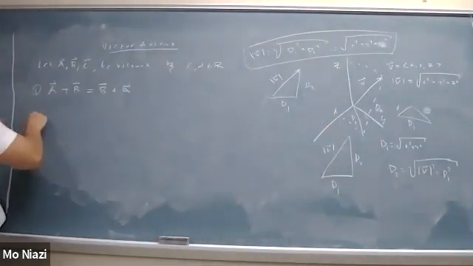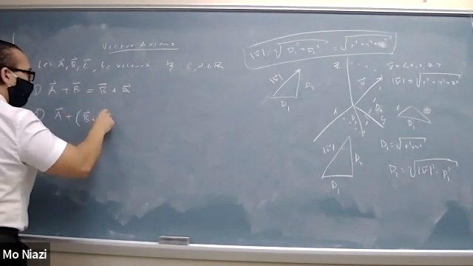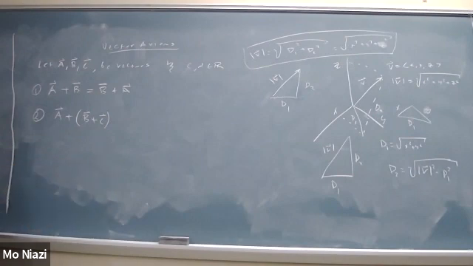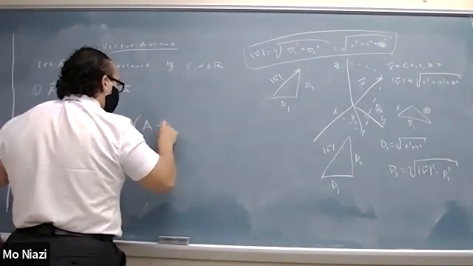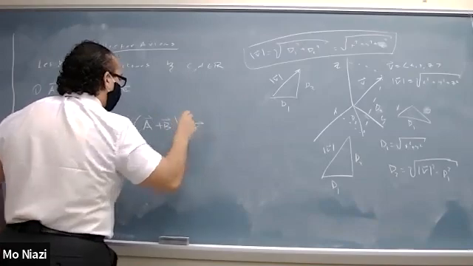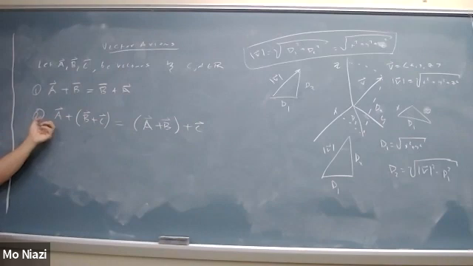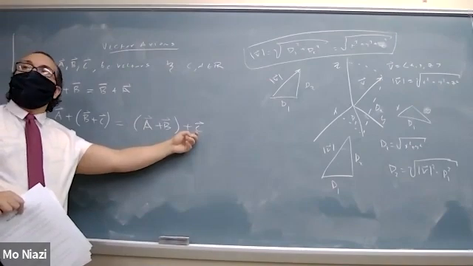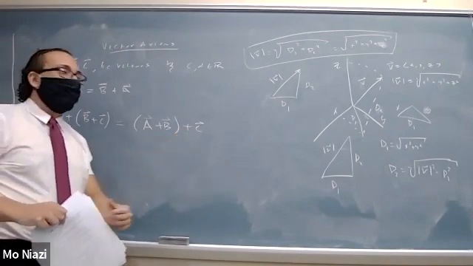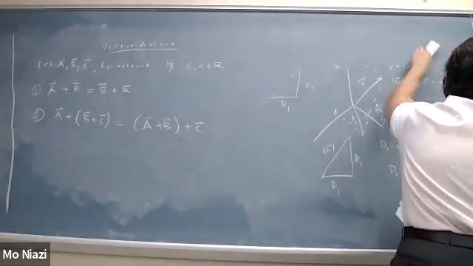Another property is that A plus the quantity B plus C, parentheses on the B plus C, meaning order of operations, we add these two first, then add it to A. It would be the same result as adding A and B first, and then adding C. This would be added to that, you get a result, versus now these two combine, then add to that. This axiom states that it doesn't matter. This is called associativity of the addition of vectors.